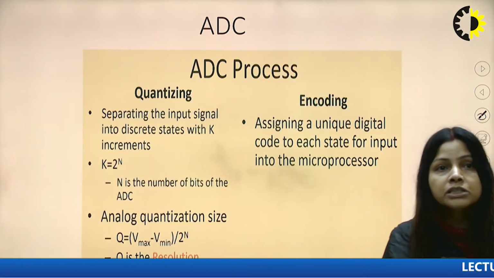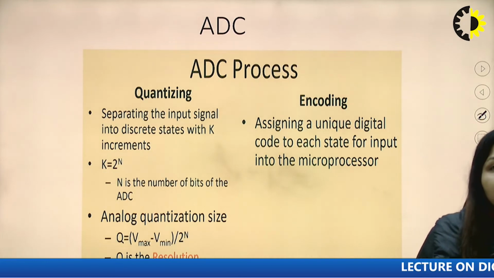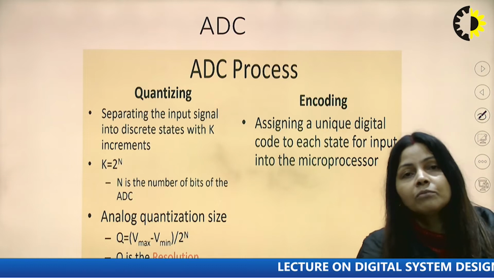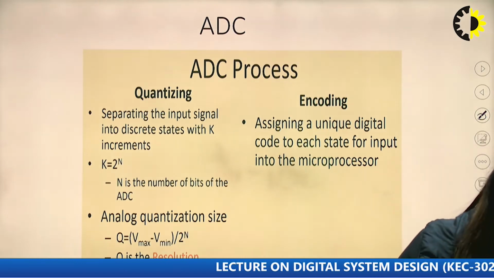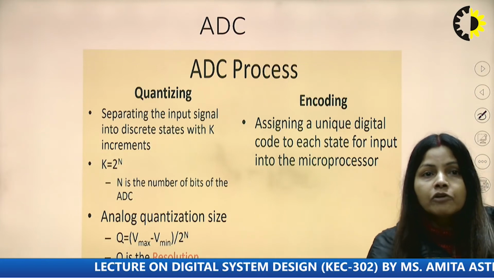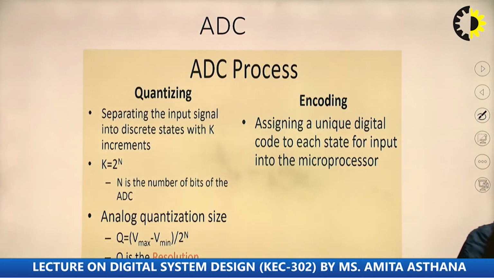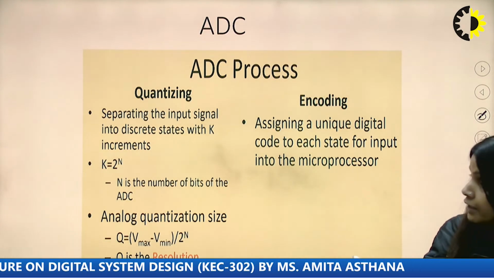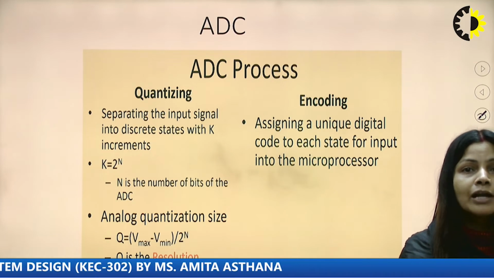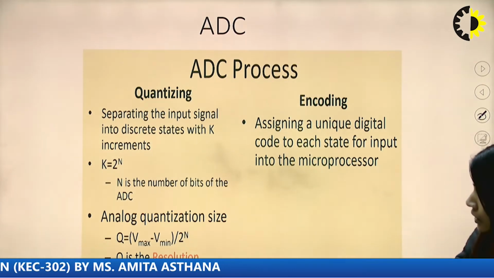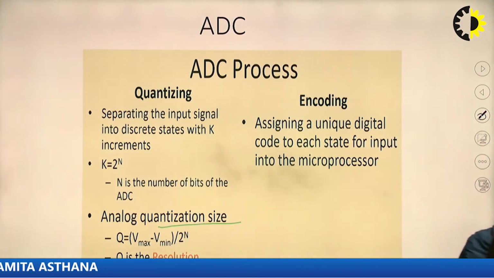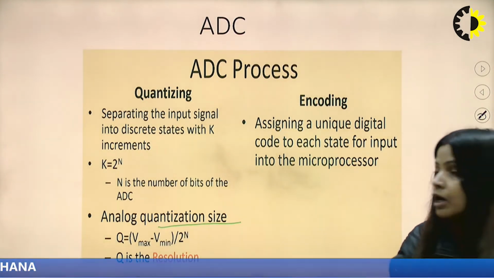Now for analog to digital conversion, the next steps are quantizing and encoding. Quantizing means all the sampled values are assigned levels, and these levels are encoded. Each state of the input takes the encoded value according to wherever the sample value falls. The quantization size which we are taking, Q, is V maximum minus V minimum upon 2 raised to the power n.